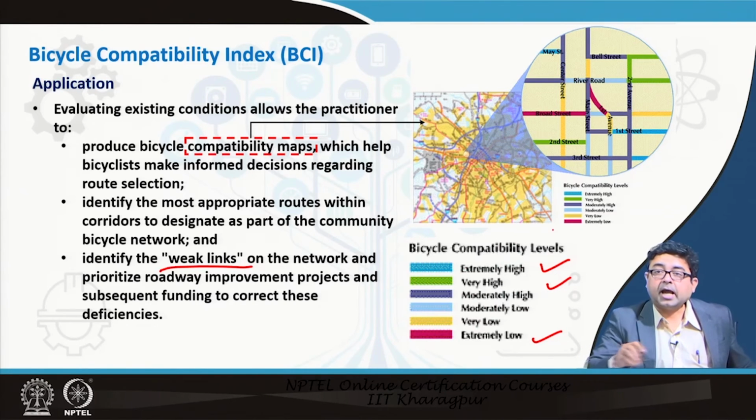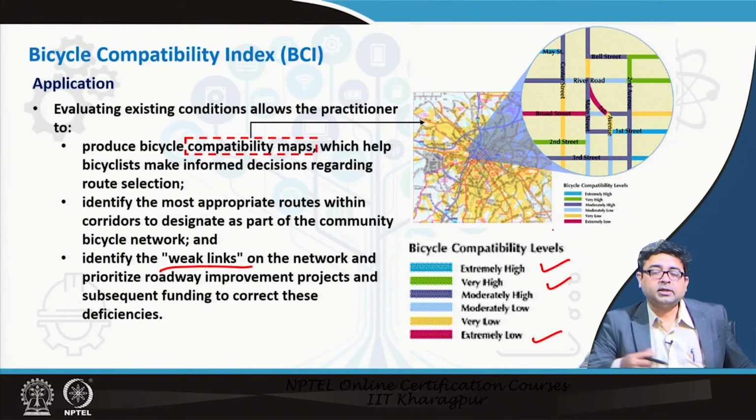So, this is a very handy tool for your urban local bodies or your public works department. Whenever they are improving the travel lanes and want to put in a bicycle lane, they can easily assess how the compatibility index will improve.